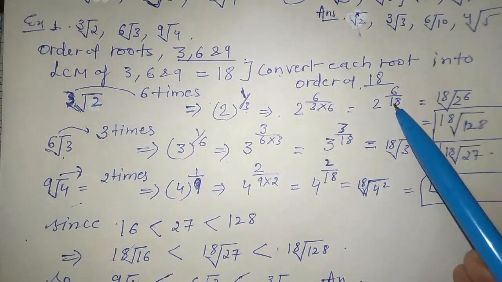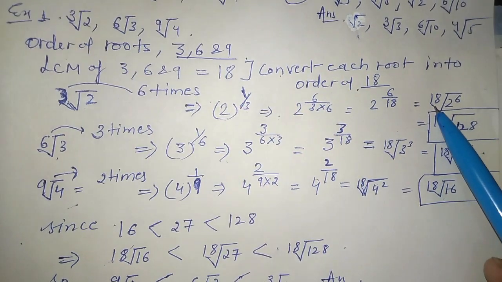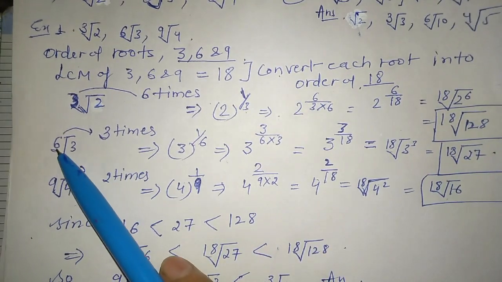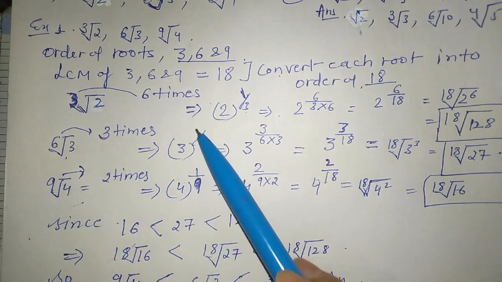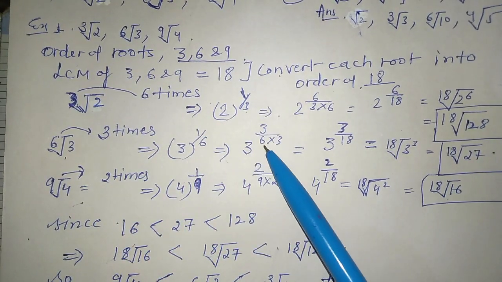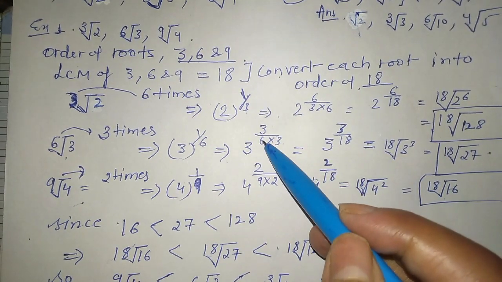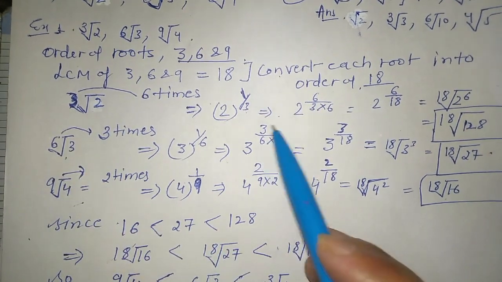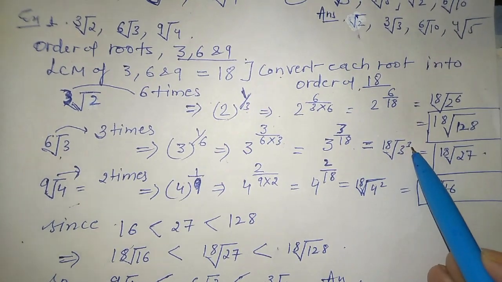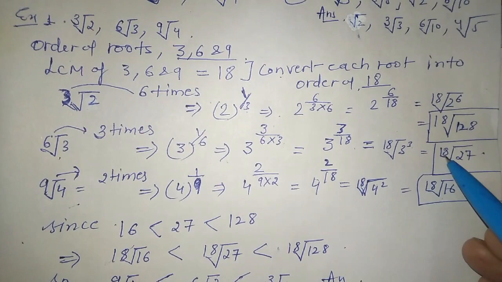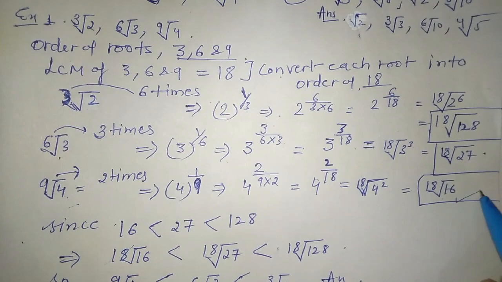Similarly, 18 will come out as the root. So the cube root of 2 is converted to the 18th root of 2 to the power 6. Sixth root of 3: we want to make this 6 into 18, so multiply by 3. So it becomes 3 to the power 1 upon 6, which is 3 upon 18. So 18 will come in again as the root, with 3 to the power 3. It becomes the 18th root of 27. The ninth root of 4 similarly becomes the 18th root of 4 squared, that is 16.